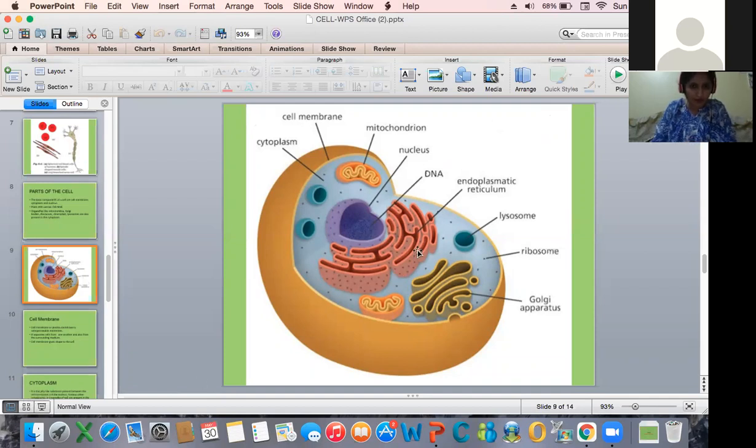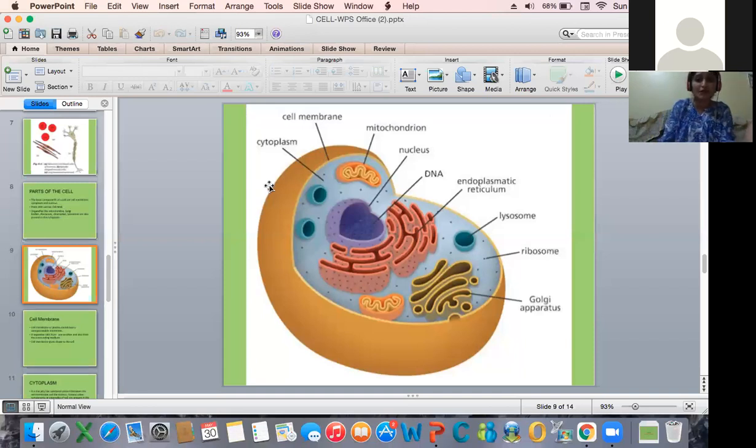Now we have just talked about the cell membrane. I said that three main parts we have to talk about: the cell membrane, the cytoplasm, and the nucleus. The cell membrane we have seen is semi-permeable, it gives shape to the cell, and it is a partition that separates one cell from the other cell. So these are the three main things about the cell membrane.